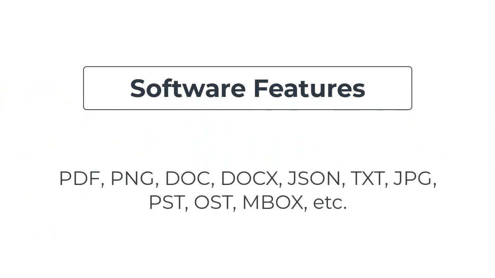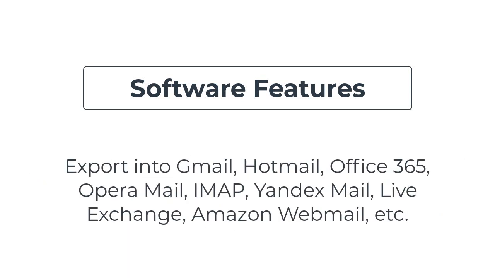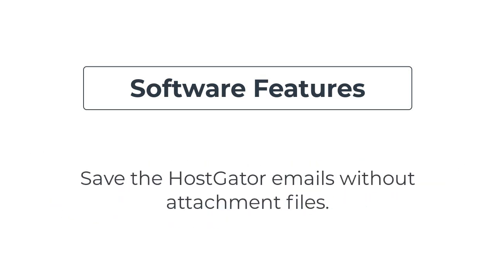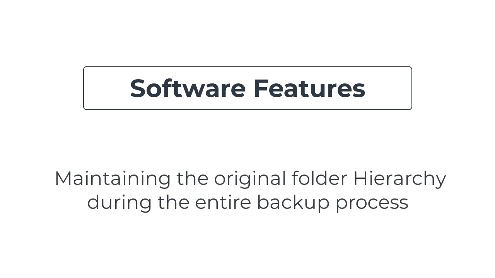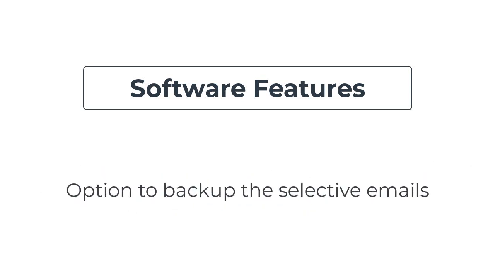Capable of saving HostGator emails in PDF, PNG, DOC, DOCX, JSON, text, JPG, PST, OST, MBOX, etc. file formats. Export HostGator emails to Gmail, Hotmail, Office 365, Opera Mail, IMAP, Yandex Mail, LiveExchange, Amazon Webmail, etc. It gives a feature to save the HostGator emails without attachment files. Keeps maintaining the original folder hierarchy during the entire backup process of HostGator emails. Provides an option to back up selective emails using the mail filter feature of the software.